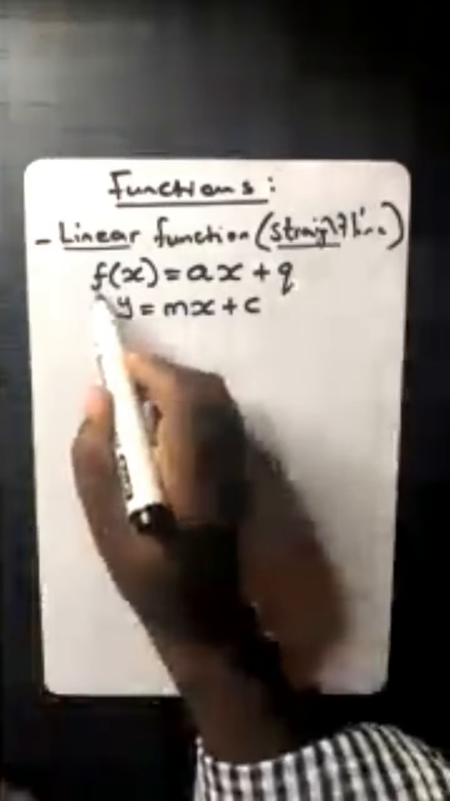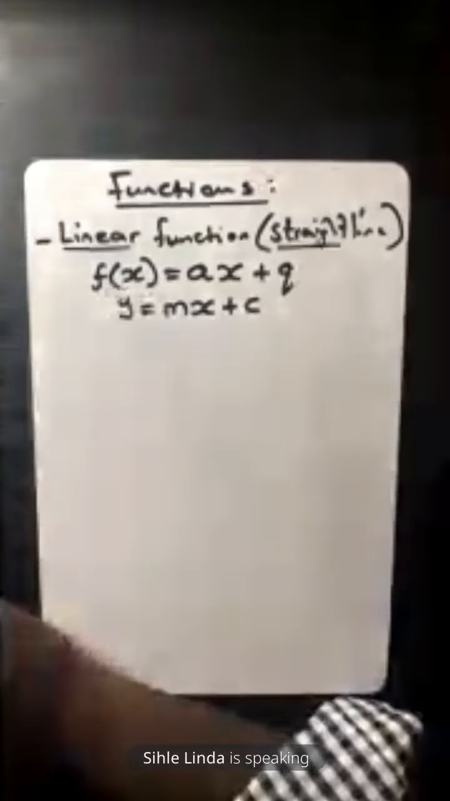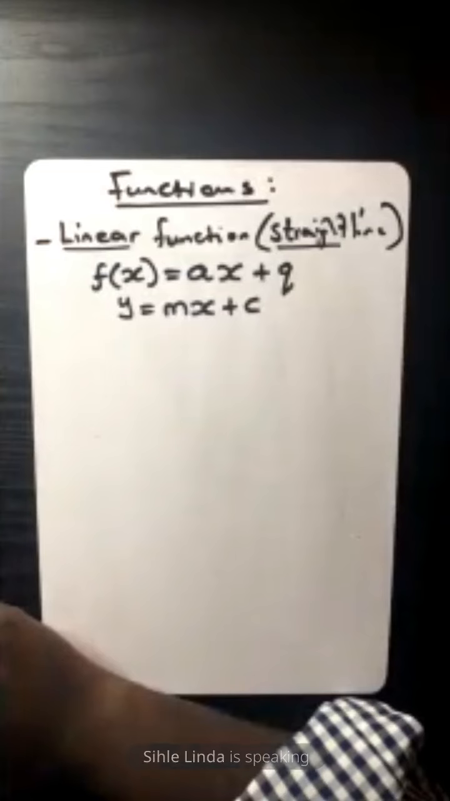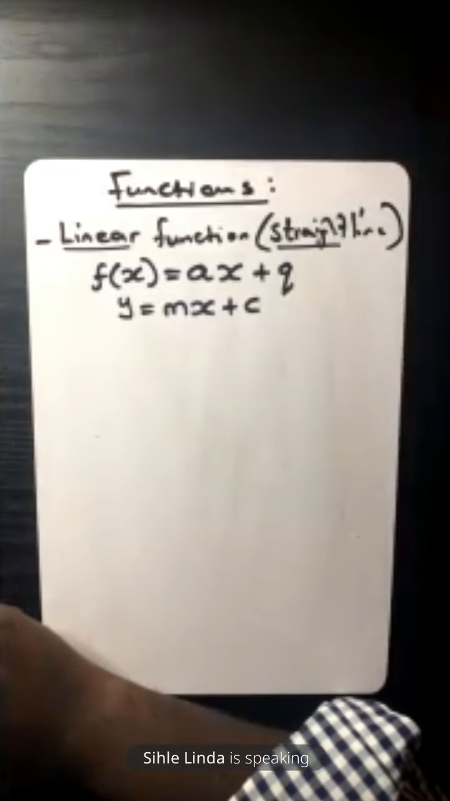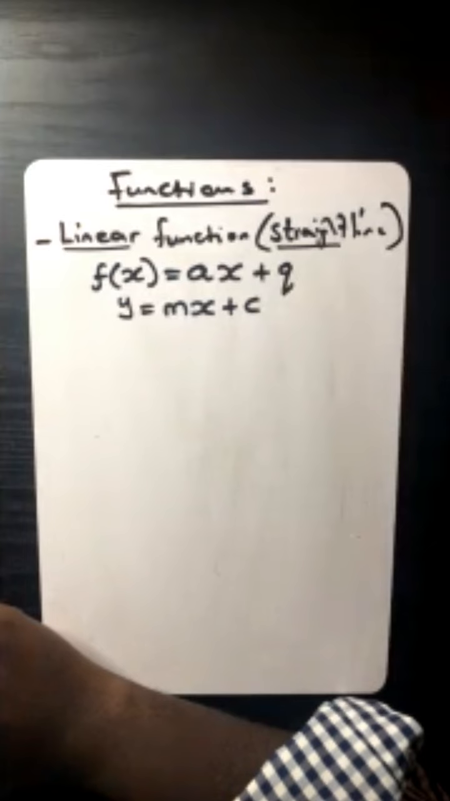So the reason why sometimes they represent it as... Sir, is that g or q? It's q. Oh, so it's always q.